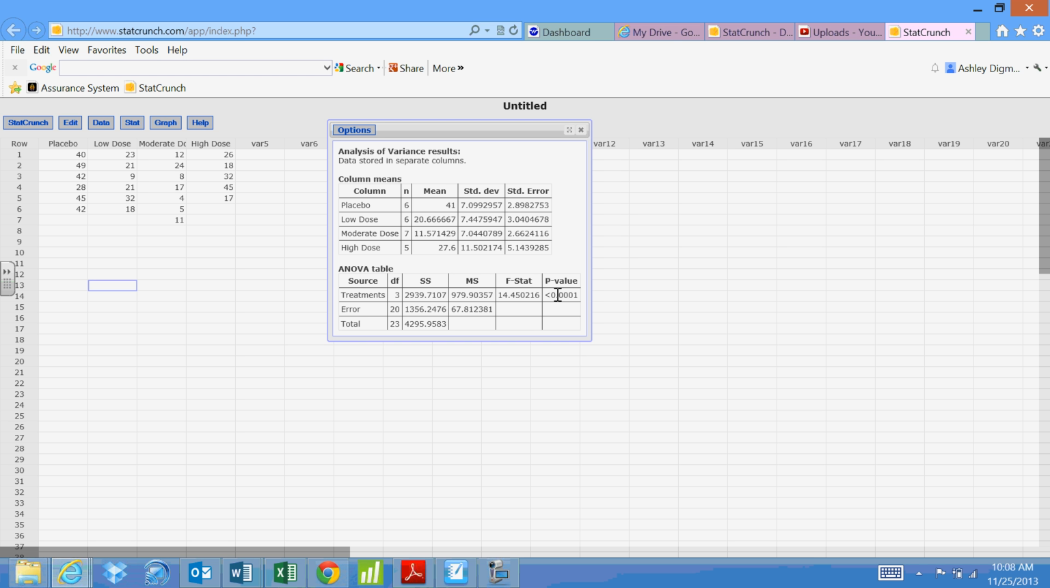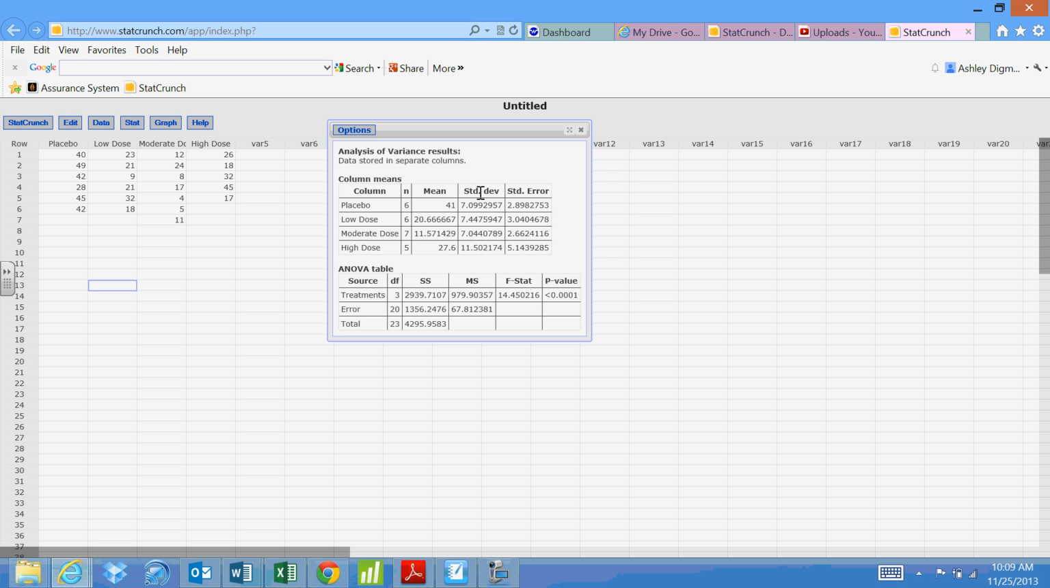Now if you look up at the top table where it says the column means, you can look at the means of each group, and it's obvious that the placebo group has the highest mean. That indicates that maybe we should test that the placebo group is greater than the high dose group, and you can continue a test there. Our lowest group looks to be the moderate dose, and we could do some further testing with two-sample t-tests to see if that's really the case.